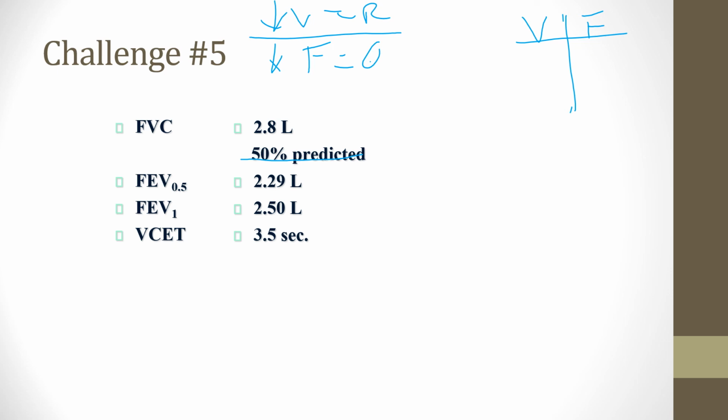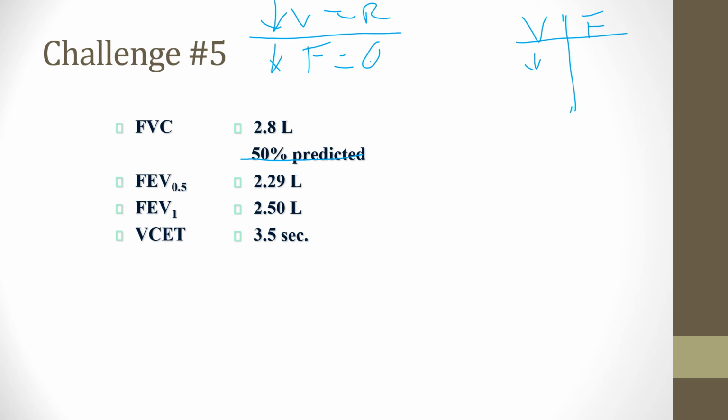Now, on this patient, did we get a slow vital capacity? No. Oh, heavens. Well, let's hope that doesn't factor in later on. So far my volume's low. My FEV 0.5 is 2.29 liters. FEV1 is 2.5 liters. And my VSET is 3.5 seconds.